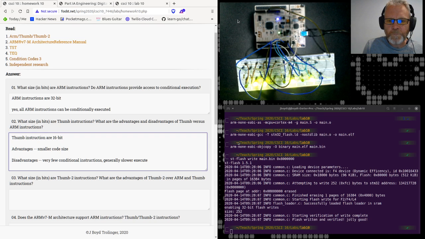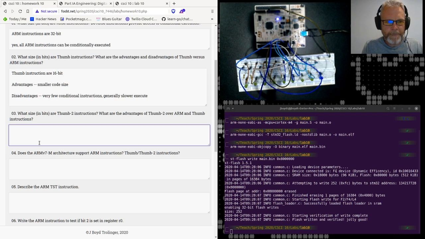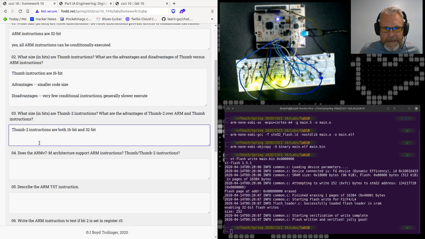Okay. Thumb-2. Thumb-2 is a mix of 16 and 32-bit instructions.